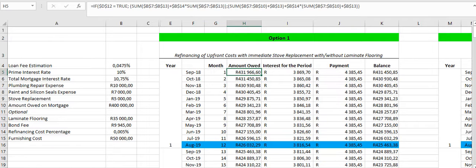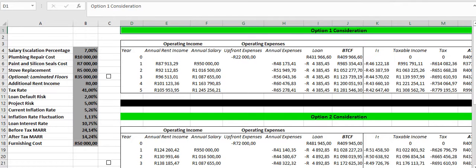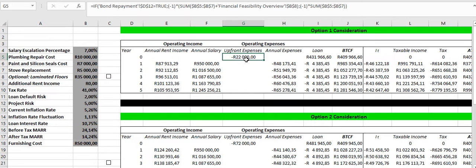study period as seen in the bond repayment worksheet. Both the adjusted bond value and upfront expenses were accounted for on the face of option 1's NPV table as seen here. It was then necessary to account for the annual rental incomes and expenses representative of option 1.